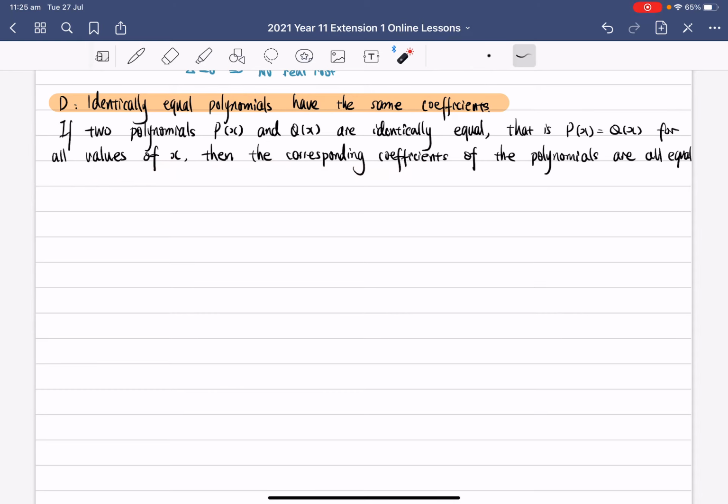So what does that really mean? If we have two polynomials that are exactly equal to each other, then everything is equal to each other, all right? So I'd like to show you an example here to demonstrate this.